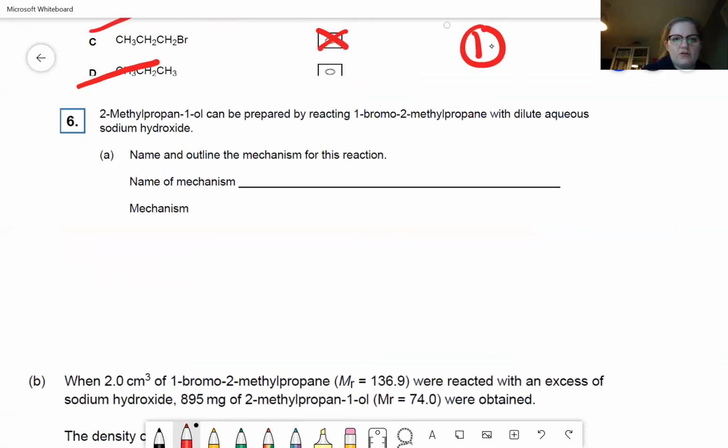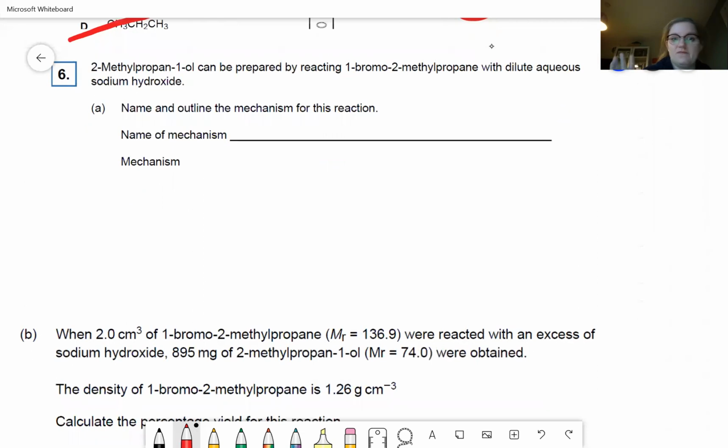Here we go. So we've got 2-methylpropan-1-ol can be prepared by reacting 1-bromo-2-methylpropane with dilute aqueous sodium hydroxide. So obviously we know straight away 1-bromo-2-methylpropane is a halogenoalkane.